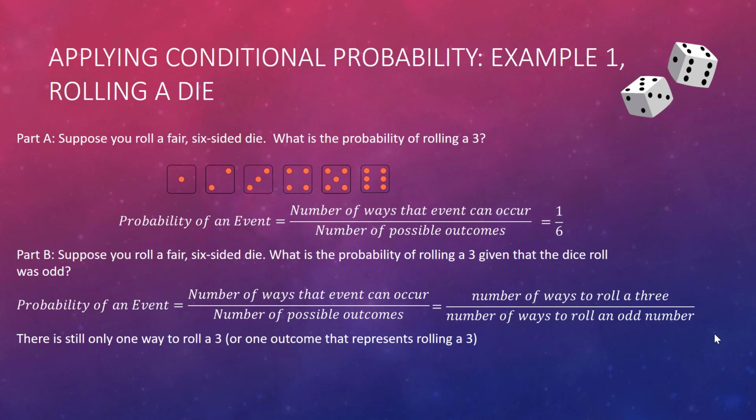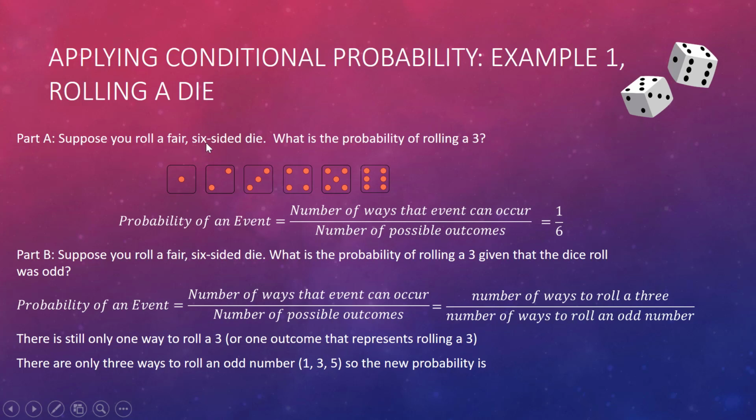So there's still only one way to roll a 3, or one outcome that represents rolling a 3. But again, instead of dividing by all 6 possible outcomes, we are only looking at the outcomes that represent odd numbers, since we are told that the outcome was an odd number. So the new probability, instead of being 1 over 6, is 1 over 3, because there are 3 ways to roll an odd number.